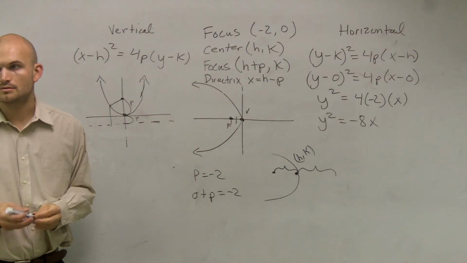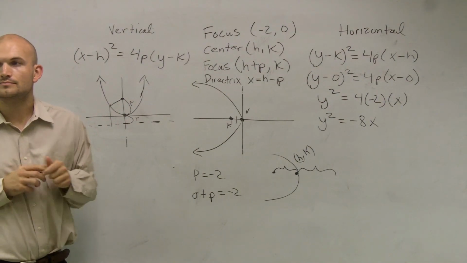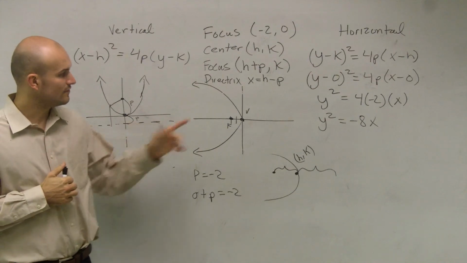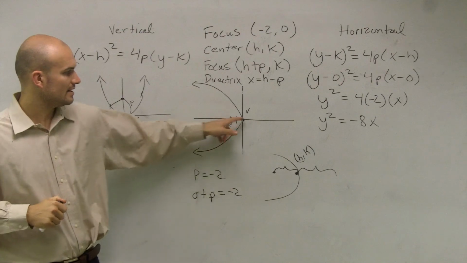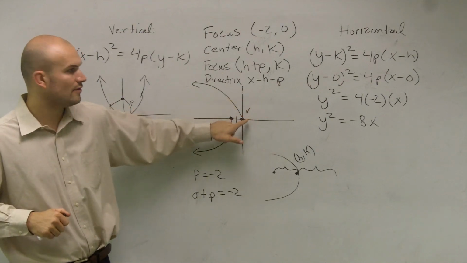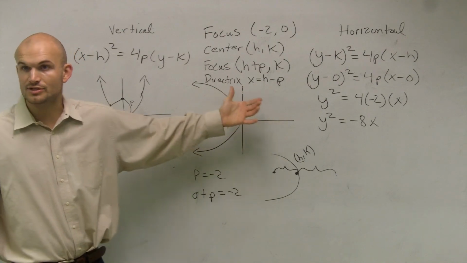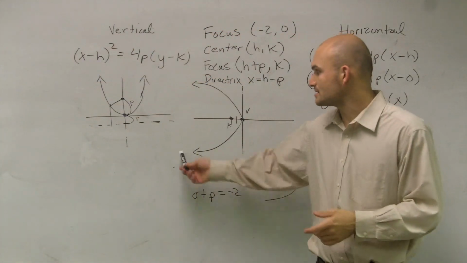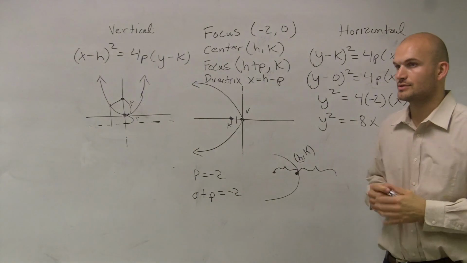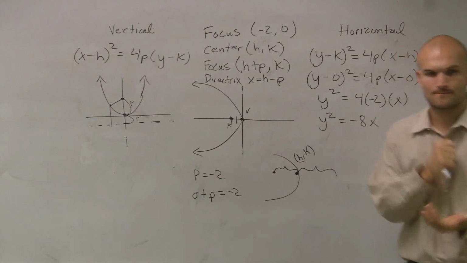Make sense? Is this your distance from the center to the focus? Yes. It's the same distance, but to find the focus, you add that distance to your vertex, and you subtract it to get the directrix. And since this is negative, it's going in the opposite direction. All right, Courtney? Yeah. Very good.